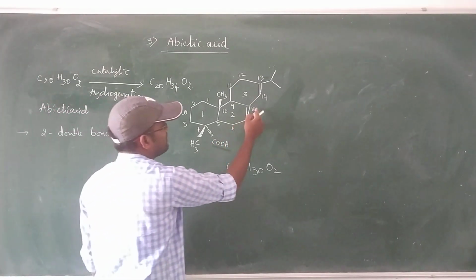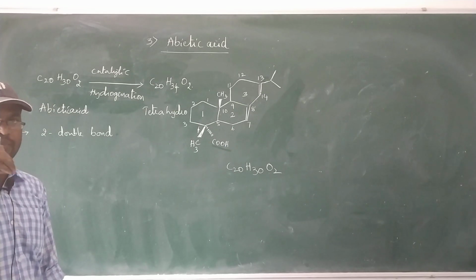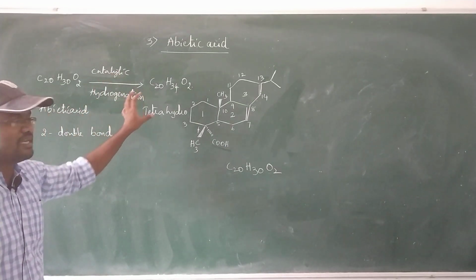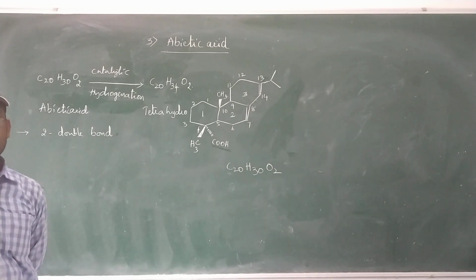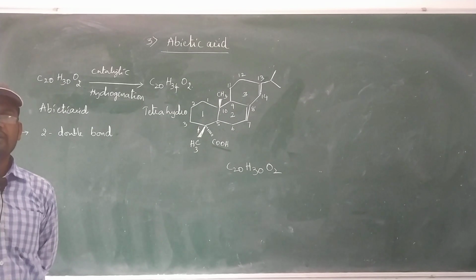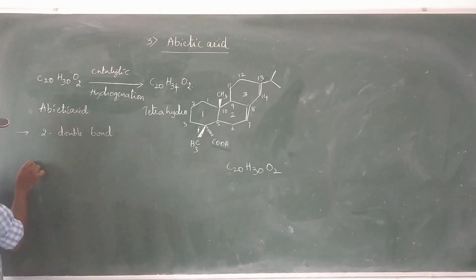These 2 double bonds are in between 7 and 8, and in between 13 and 14. The ebitic acid containing these 2 double bonds undergoes catalytic hydrogenation, resulting in tetrahydroebitic acid. But according to double bond equivalence, we get 3 double bonds. The remaining 1 double bond is confirmed by another reaction.